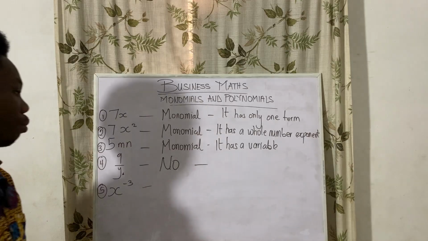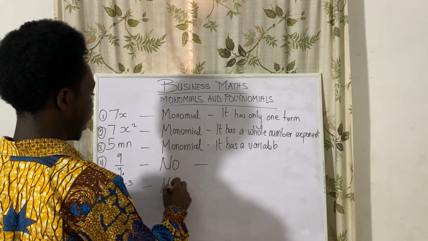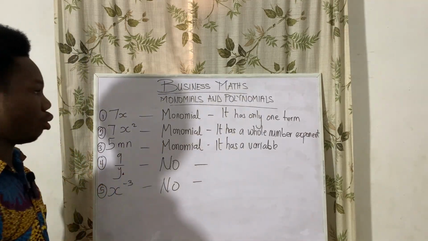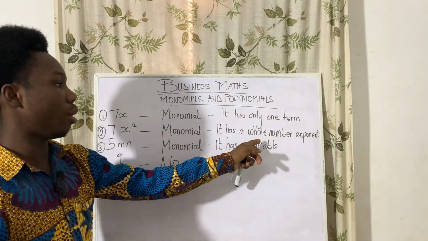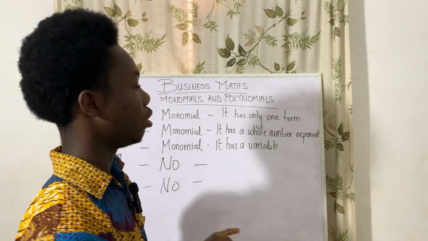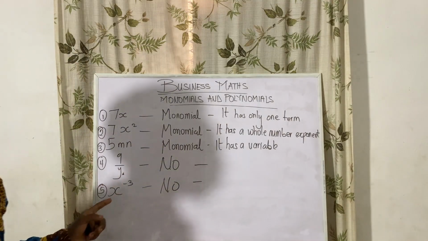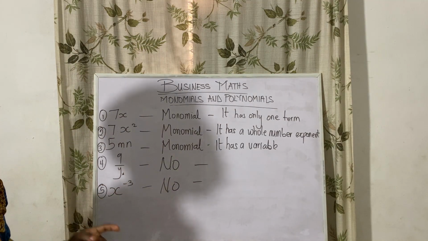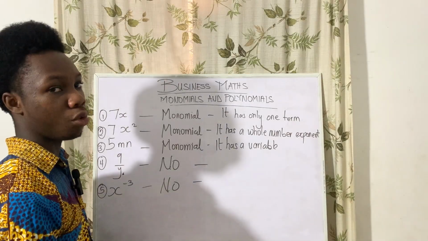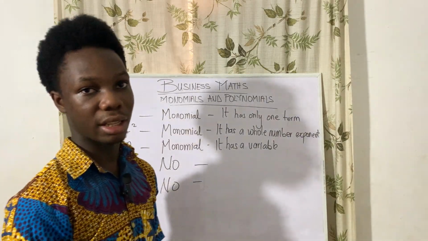Is this a monomial? No. Why is this not a monomial? Note that we said a monomial has a whole number exponent. So this is not a whole number. It carries a negative sign in front of the whole number. So therefore, this is not a monomial. Please, do we understand this?